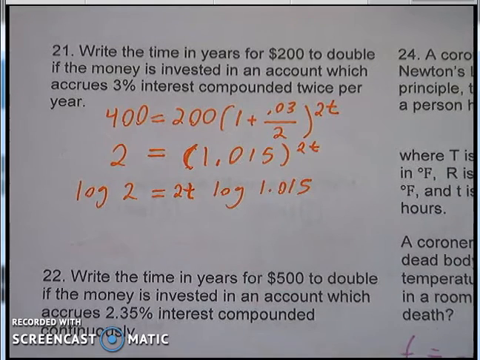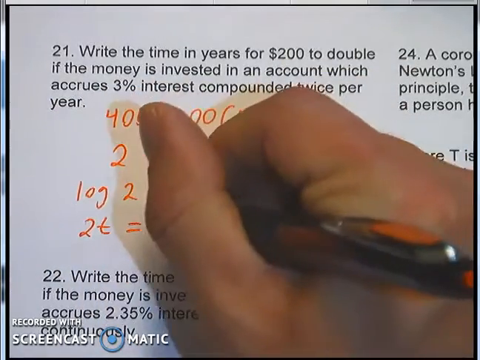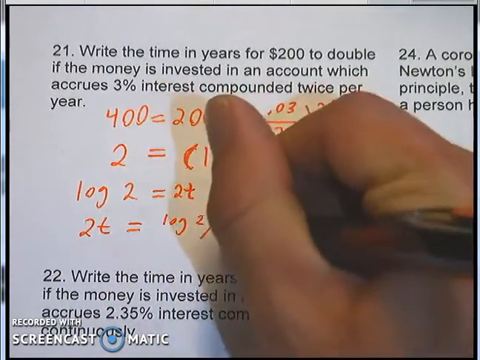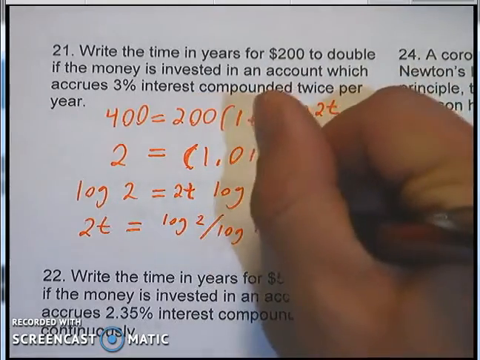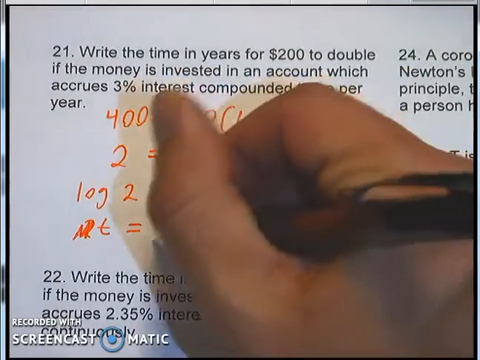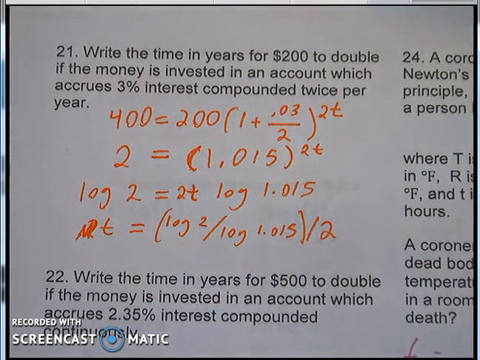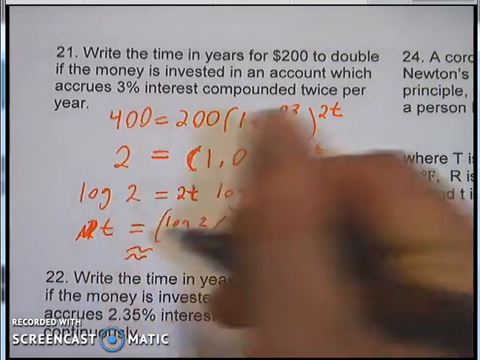Now I'm going to divide by log of 1.015 to get 2t. So that's going to be log 2 divided by log 1.015. So to just get the t by itself, the last thing we need to do is divide by 2. So I'm going to take everything and divide it by 2. That's the exact answer, but we want an approximate answer.